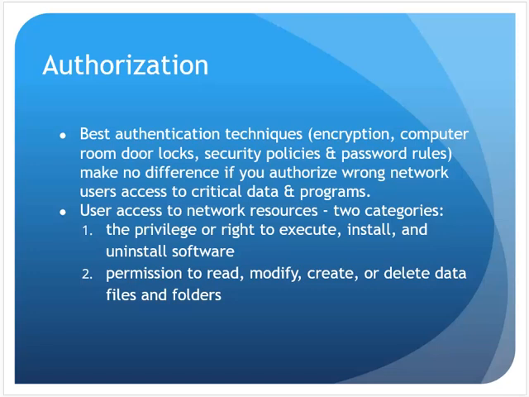The common way to do that is through role-based authentication, which we're going to get to in a second. But user access to network resources falls into two categories: the privilege or right to execute, install, and uninstall software. So maybe you're allowing people to install or uninstall things. Maybe you're not. Maybe you're like, no, these are company-owned resources, you're not installing anything new. The next would be permission to read, modify, create, or delete data, files, and folders. Again, you might allow that in certain areas, but not in other areas.